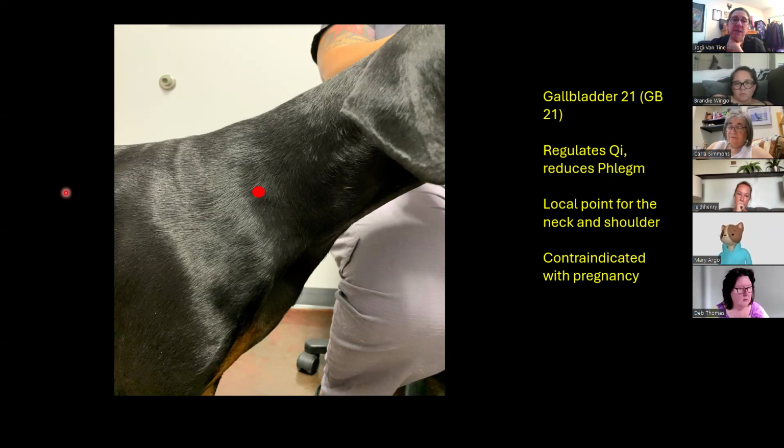I did find in the description of the point and the point actions that it's contraindicated with pregnancy. I'm not going to show you a lot of points that have significant contraindications, but you do need to be aware that some acupuncture points will stimulate uterine contractions. Even though I don't see a lot of pregnancies, because I don't do reproductive medicine, knowing the contraindications for different medical conditions is something you need to know.